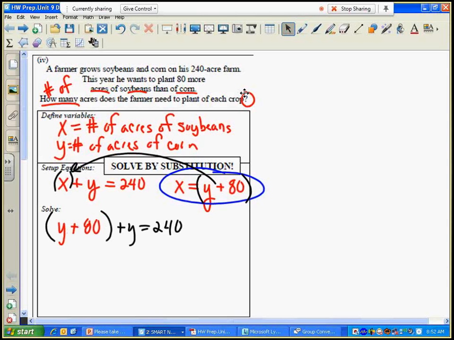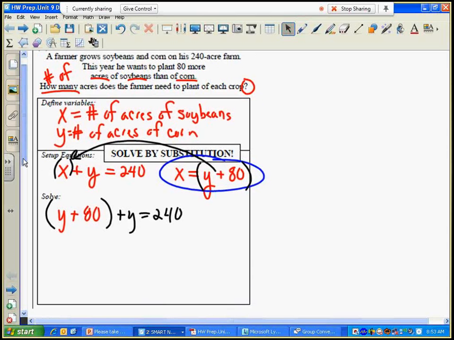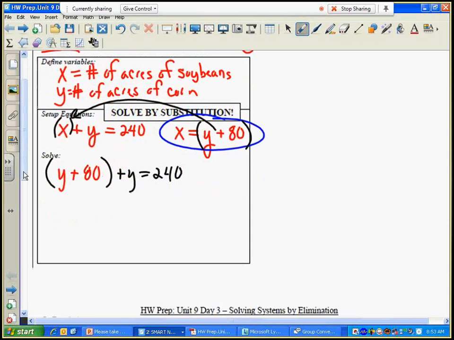Now as I begin to simplify that left side, notice that there is no number in front of that parentheses. I can just drop those parentheses. And what I have here is Y plus 80 plus Y equals 240. I have like terms here. I have one Y here and another Y there. Well, that's 2Y. So 2Y plus 80. Now that side is simplified.